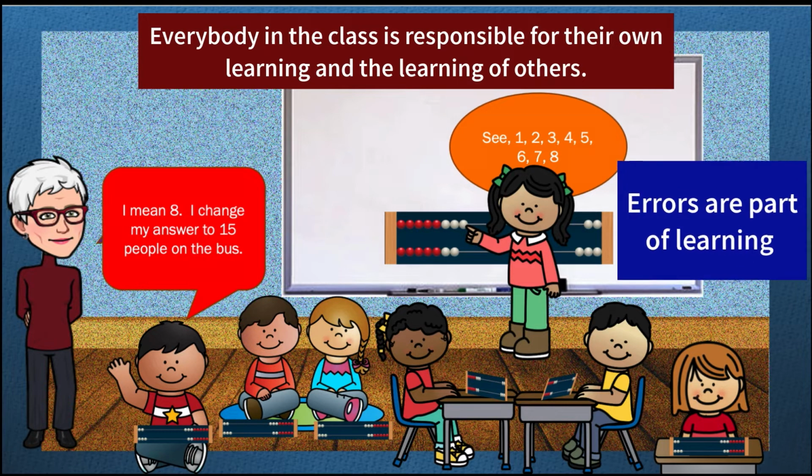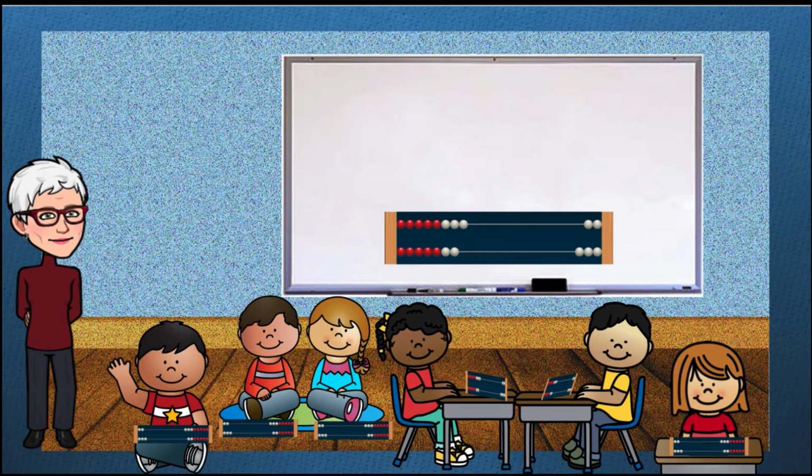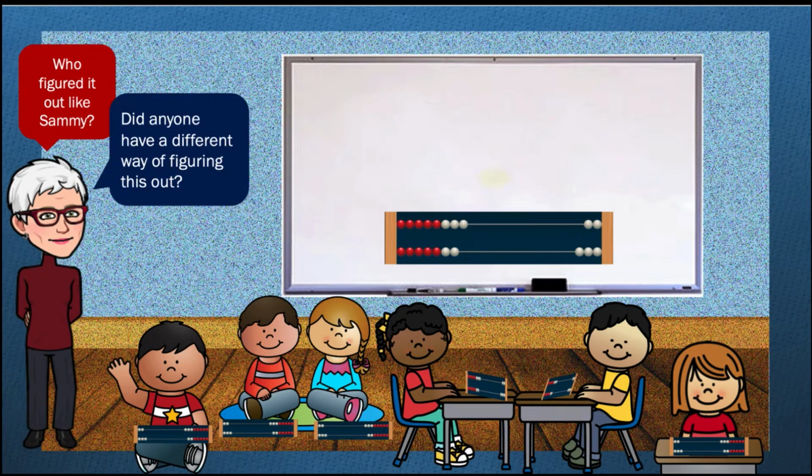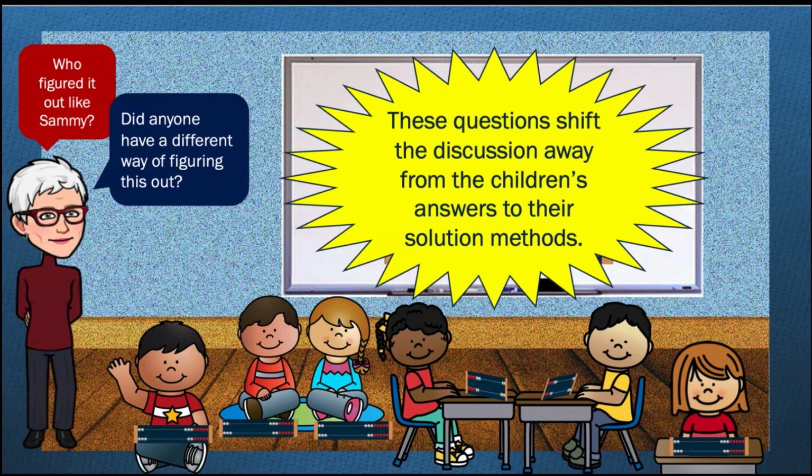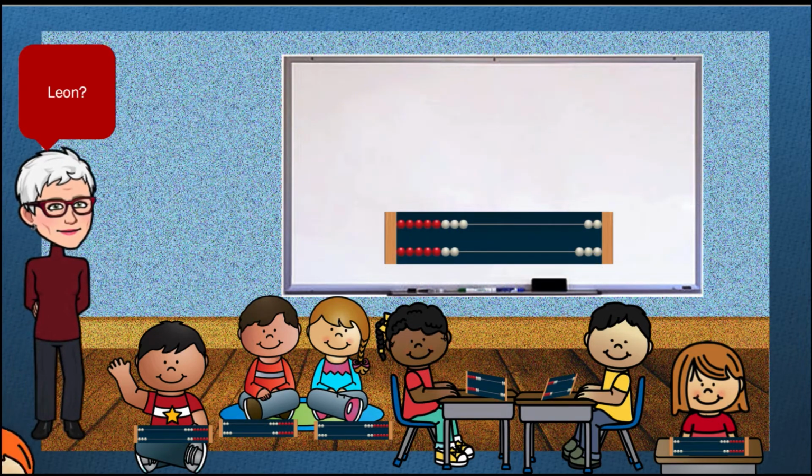The teacher continues to engage students in the class discussion by asking them, "Who figured it out like Sammy? Did anyone have a different way of figuring this out?" These questions shift the discussion away from the children's answers to their solution methods. Each student now has to think about the way he or she solved the problem and compare it to Sammy's way. The dialogue continues with Leon's reply.